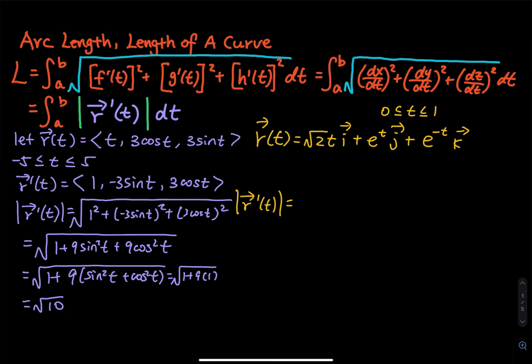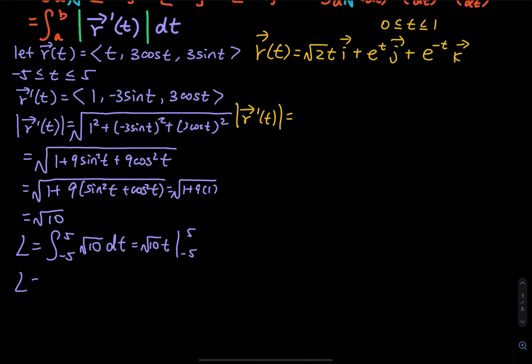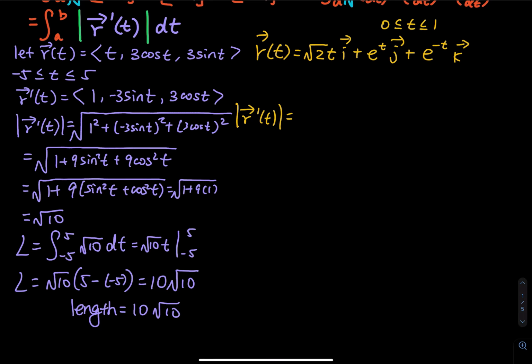So now we have the integrand, and the arc length is L equals the integral, t goes from -5 to 5, of the square root of 10 dt. This is easy. Square root of 10 times t, and t goes from -5 to 5, so you have 5 minus -5. L is equal to root 10 times (5 minus -5), which is equal to 10. So the length is root 10 times 10. That is equal to 10 times the square root of 10. That is the first problem.